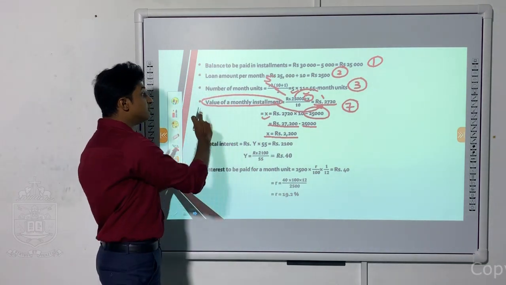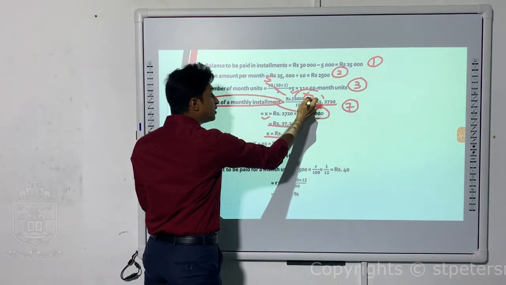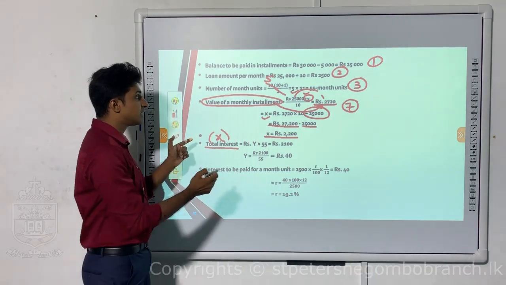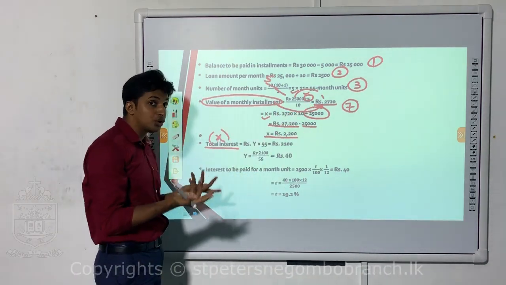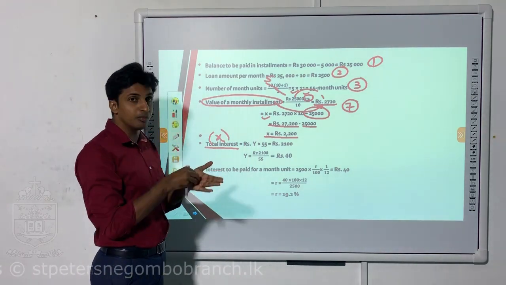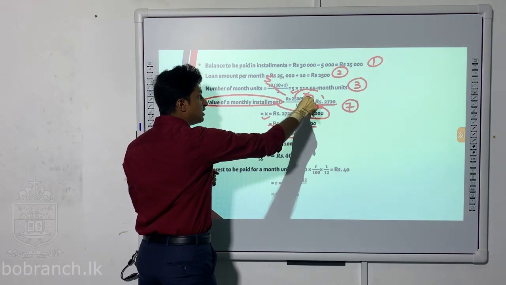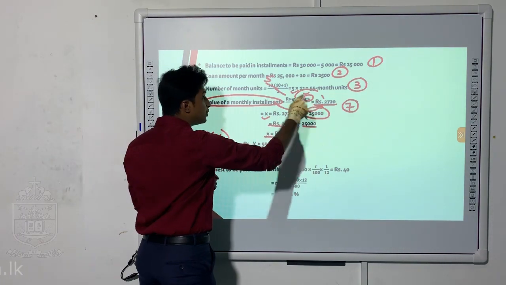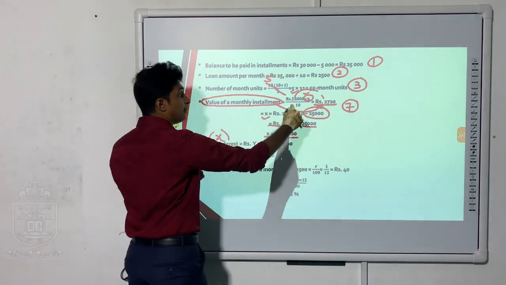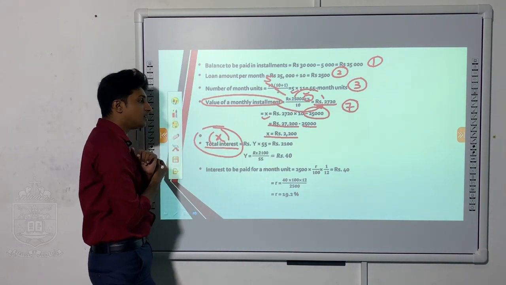Okay, that is the value of a monthly installment. I don't know this value, the total interest, so I have taken it as x, and I have substituted it in the 7th formula, where the balance plus total interest over 10 is equal to the value of a monthly installment, which is given as 2720. I am going to find the value of x. X means I am going to find the total interest.